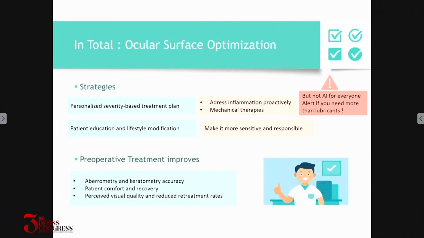So in conclusion, I would say that ocular surface optimization is now based on a well-defined strategy. You can personalize a severity-based treatment plan. That means that you address inflammation proactively, and with mechanical therapy you can control the MGD, but that doesn't mean that you need to jump on inflammation for all patients. Patient education and lifestyle modification make them more sensitive and responsible, and the patient will be proactive in the strategy, because when he doesn't complain, he needs to understand that it's still useful to be pre-treated, and preoperative treatment improves the quality of the measurement and, by the way, the predictability of your measure.